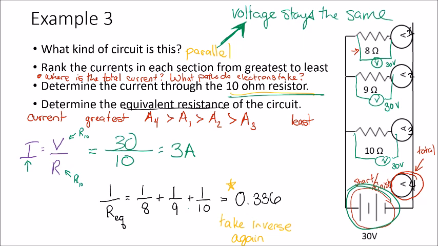So what that means, why is that? That's because this is 1 divided by the equivalent resistance. So in order to find just the equivalent resistance, we need to take 1 divided by 0.336, and then our answer will be 2.08 ohms.